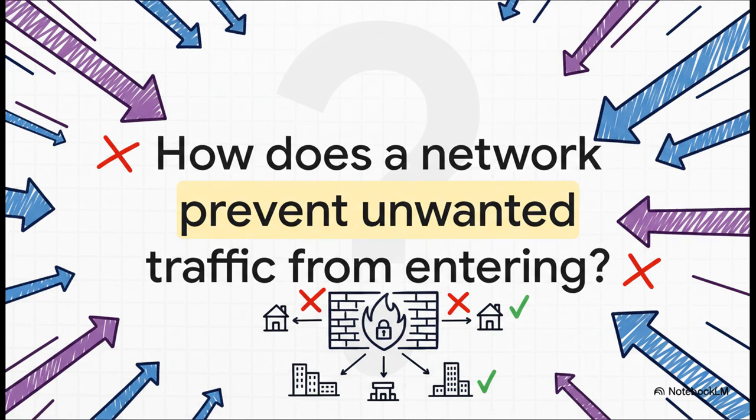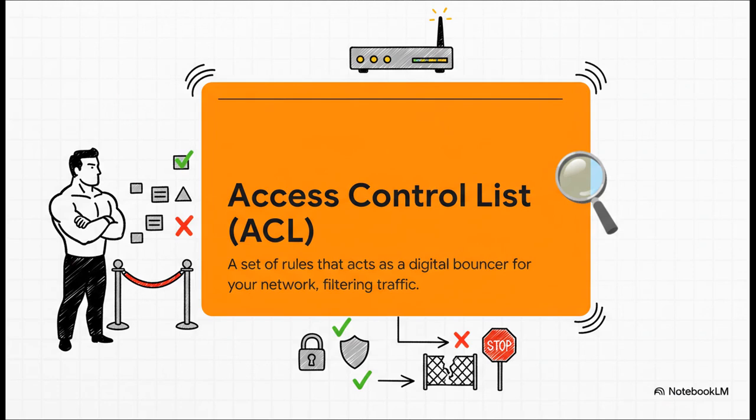The internet is, well, it's a wild, chaotic place with data just flying around everywhere. So how in the world does a private network, like at your office or even at home, stop all the wrong data packets from barging in and causing all sorts of trouble? Well, the answer is you hire a bouncer. A digital bouncer. And that, in a nutshell, is exactly what an access control list is.